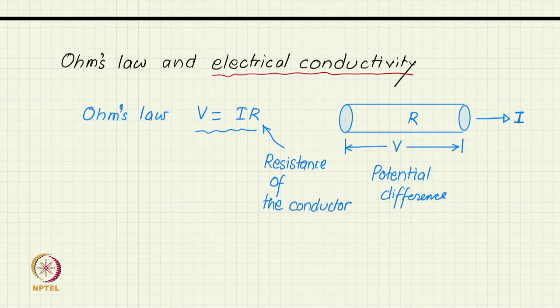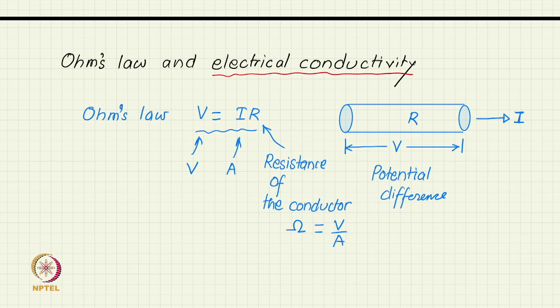The unit of resistance is ohm, that of current is amperes, and the potential difference is volts. So, we have the relation that ohm is equal to volt by ampere.